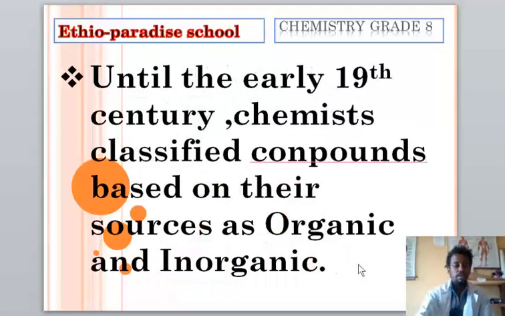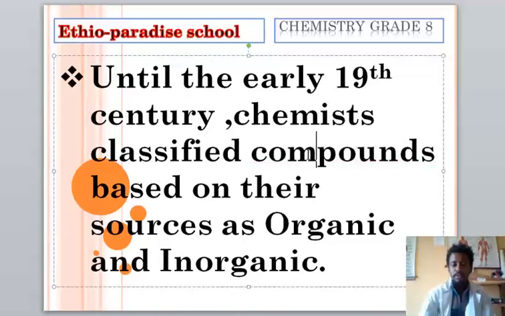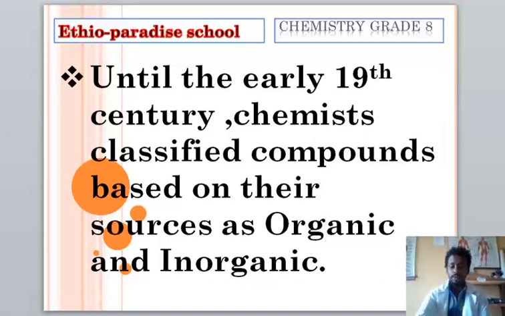Now let's see what we mean by each of these terms. Until the early 19th century, chemists classified compounds based on their source, as organic and inorganic. So they classified most compounds depending upon their sources, or where we get these compounds from.